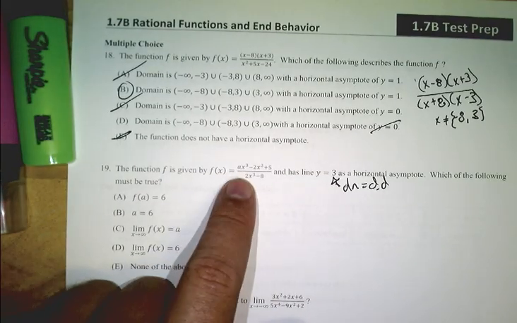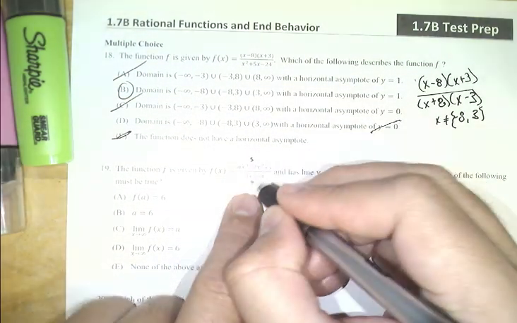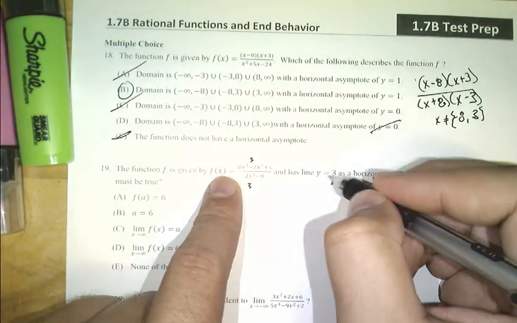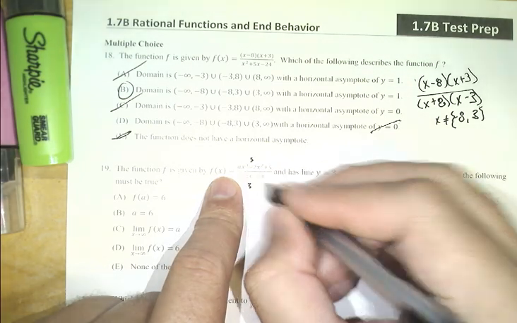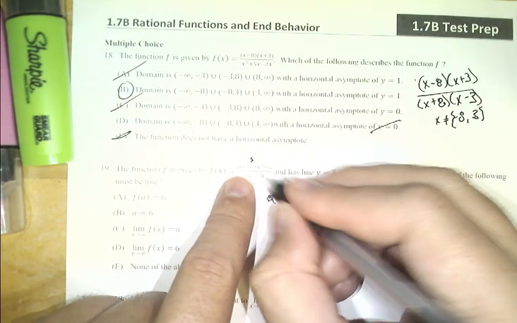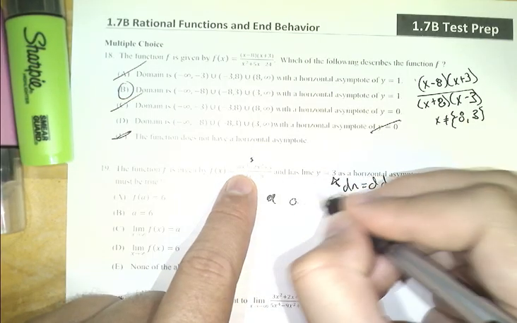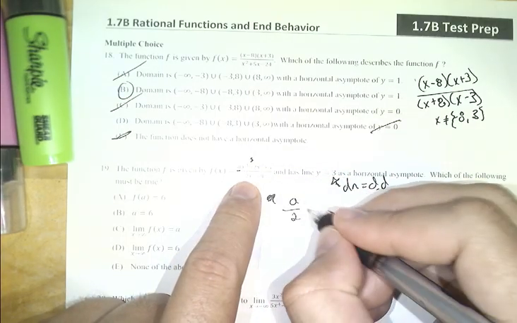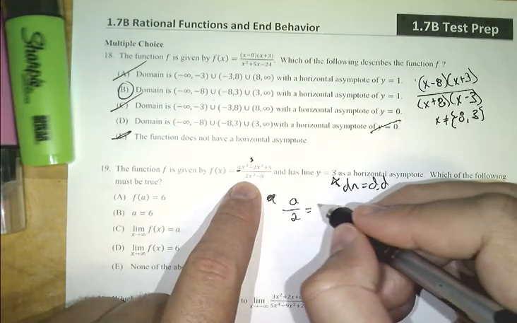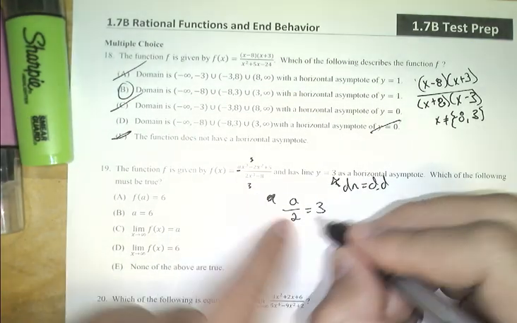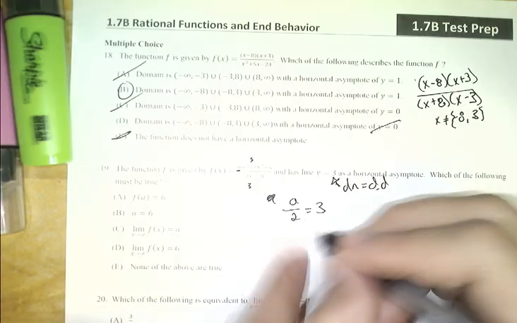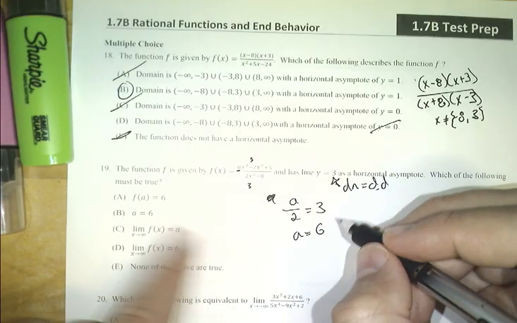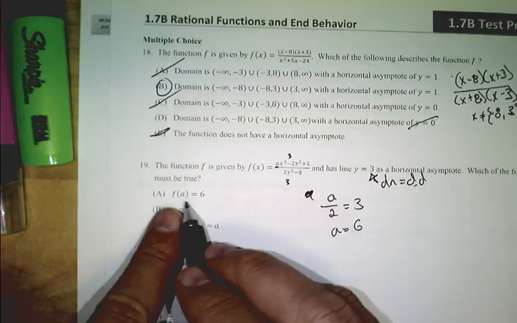So right now the degree on top is 3 and 3, good, so a can't be x. And since it's 3, that means leading coefficient over leading coefficient. The leading coefficient of the top is a. The leading coefficient of the bottom is 2. And we know that this must equal 3. So we just multiply both sides by 2, and we should get a is equal to 6.